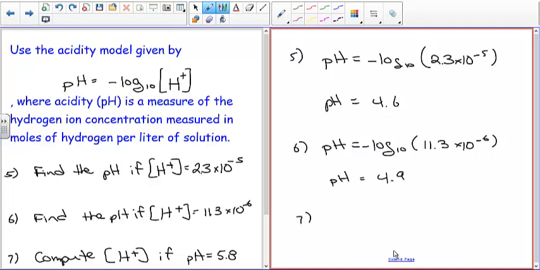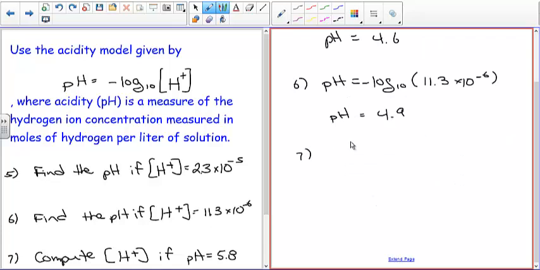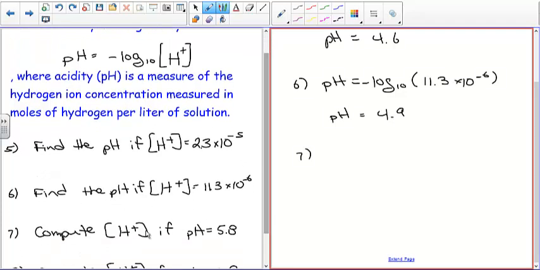Now, the next two, you just have to go the opposite way. It says, compute the hydrogen ion concentration if the pH is 5.8. And again, we'd expect a higher pH means a lower hydrogen ion concentration.